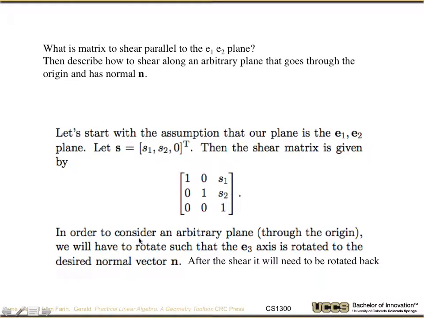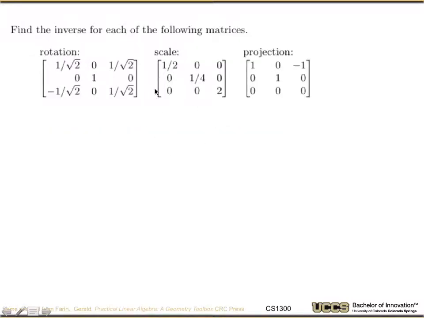Okay. In order to consider an arbitrary plane, that is any other plane that goes through the origin, we're going to rotate it such that the E3 axis is rotated to have the desired normal n. So you find some way to rotate it, shear it with the above matrix, and then rotate it back. In fact, this is the easiest way to figure out a general shear: rotate it so that you're in a known axis, shear it, and put it back. Figuring out how to do the rotation is a little bit more complicated for many problems, but this simplifies the whole process.